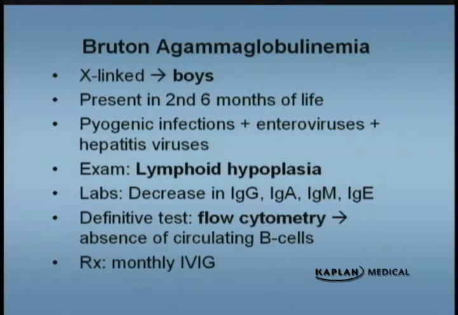Typically, these patients don't start to have infections till the second 6 months of life. For the first 6 months, they're protected from passive maternal antibodies. So start looking for the age at which they start having infections. These patients are high risk for pyogenic infections, also infections with enterovirus and hepatitis. So look for enterovirus and pyogenic infections and start thinking of Bruton's, especially if they talk about boys.